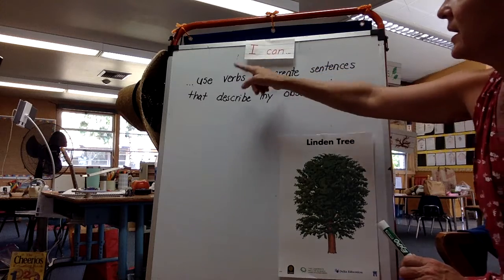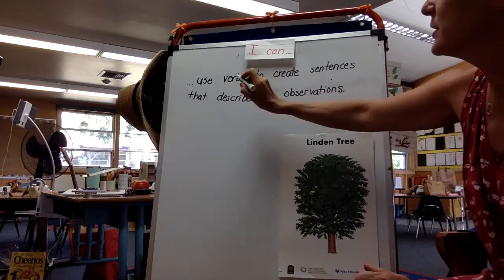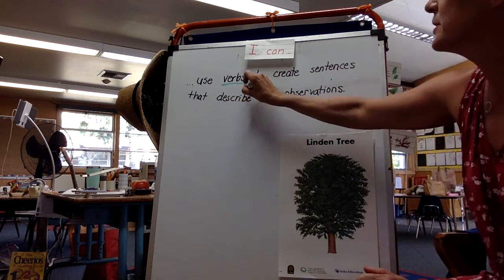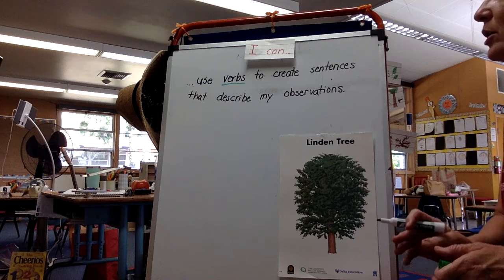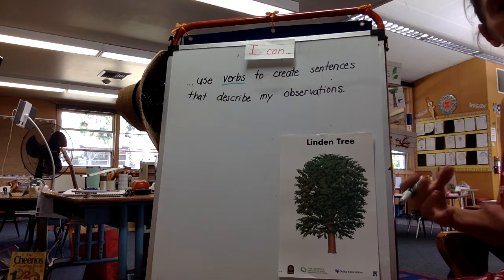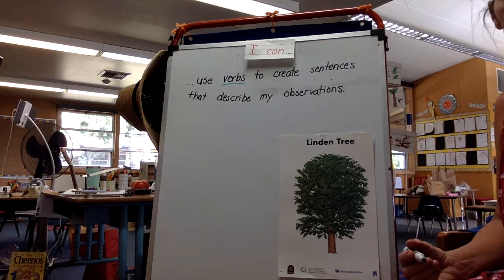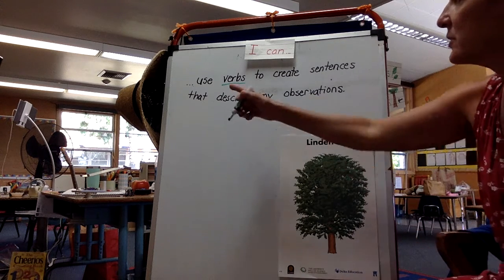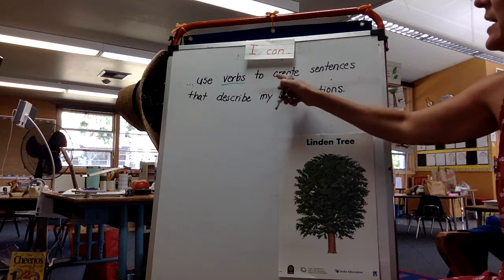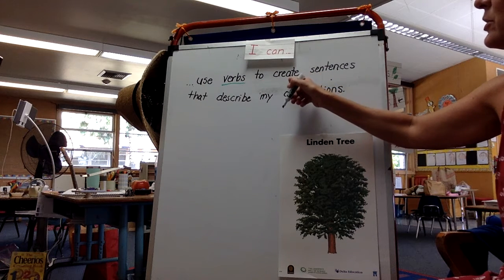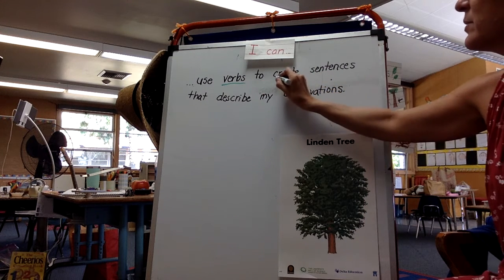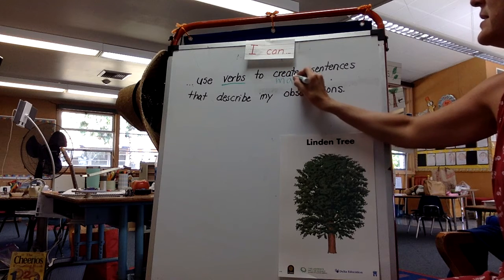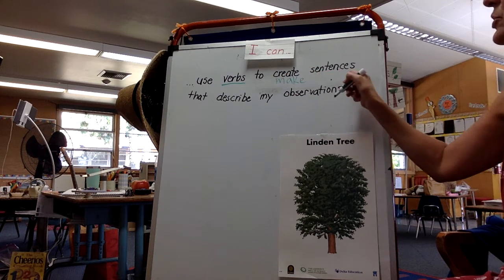So I can use verbs. Verbs are words that tell what is happening or what you are doing. They're called action words. And that's what we're really going to look at today. So I can use verbs to create sentences, or just to make sentences. I'll write the word make. To make sentences. Sentences are like little stories.